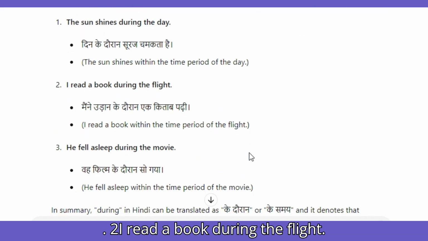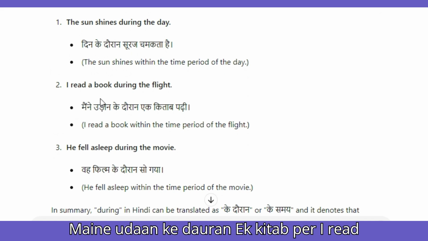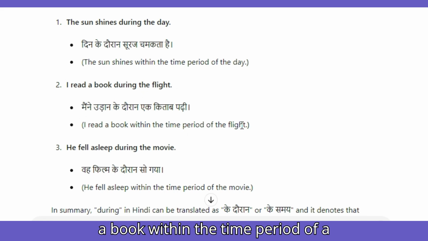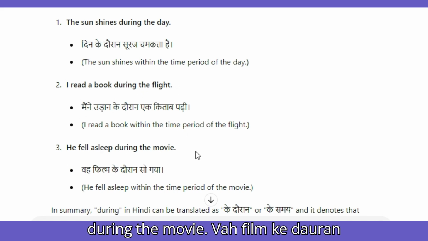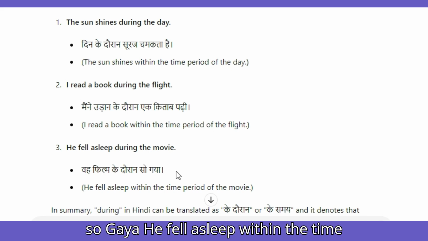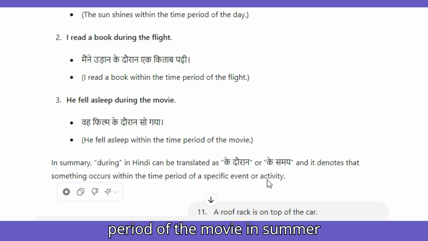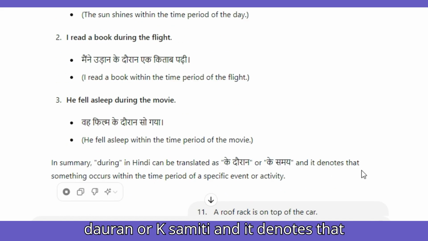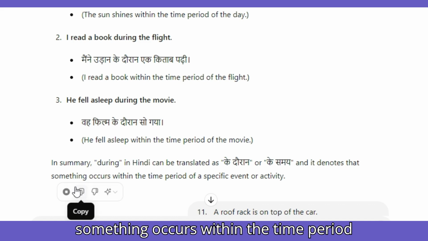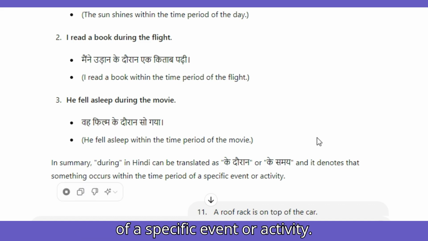2. I read a book during the flight. Maine udan ke dauran ek kitab padhi. I read a book within the time period of the flight. 3. He fell asleep during the movie. Wah film ke dauran so gaya. He fell asleep within the time period of the movie. In summary, during in Hindi can be translated as ke dauran or ke samay, and it denotes that something occurs within the time period of a specific event or activity.